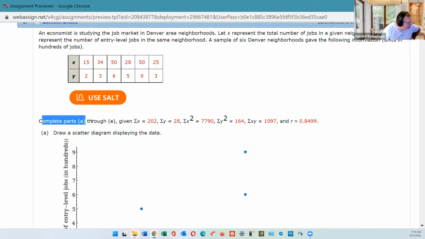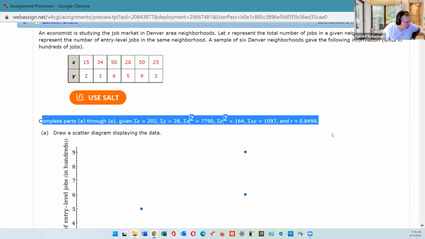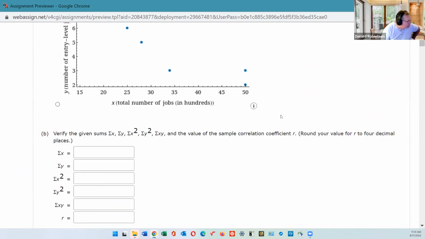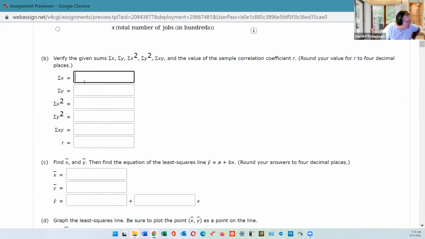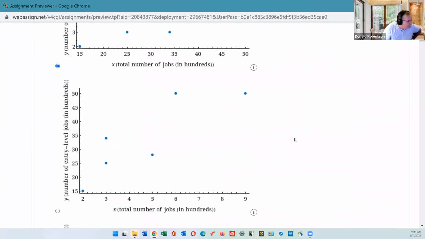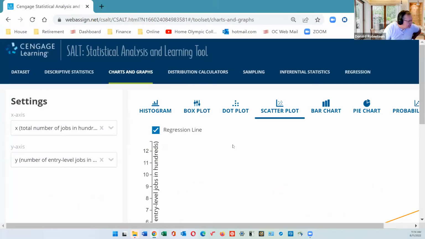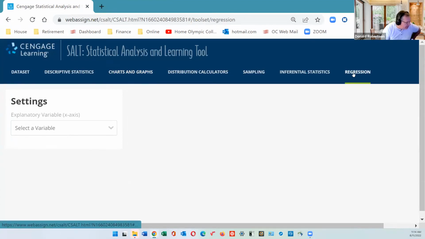It says complete parts A through A, given that this is true. Now, all of these numbers here are going to be used to go here, here, here, here, here, and here, which is a pointless exercise because don't you just write down the numbers that you saw 2 seconds ago? What you do want, however, to use is this fella, the regression line.